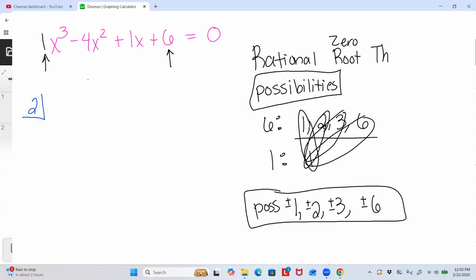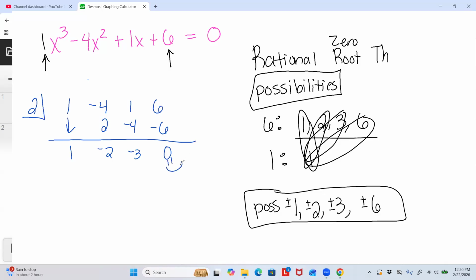And so I'm going to put 2 in the box and then put your coefficients. So 1, -4, 1, 6. Not the 0, don't worry about that. And then we drop down, multiply, add, multiply, add, multiply. There we go. And again, this works if your remainder is 0. So if I would have picked something else and the remainder was not 0, I would have just crossed that out and picked again. This one worked. So 2 is an answer. X equals 2. But there could be more answers.